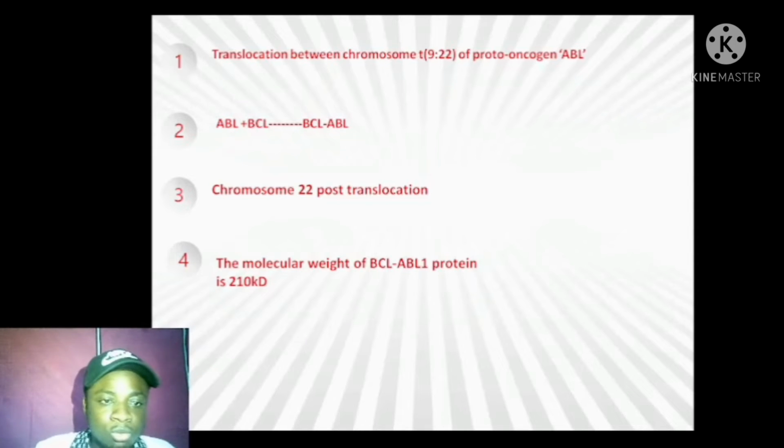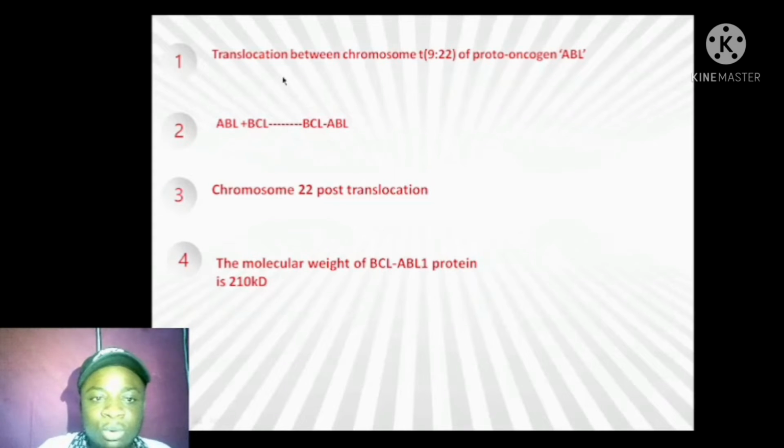We have two chromosomes, chromosome 9 and chromosome 22. Chromosome 9 codes for the ABL gene, and chromosome 22 has the BCL. So when there's translocation, there is fusion of the two genes. So we end up getting the BCL-ABL fusion, which is a protein and has a molecular weight of 210 kilodalton.